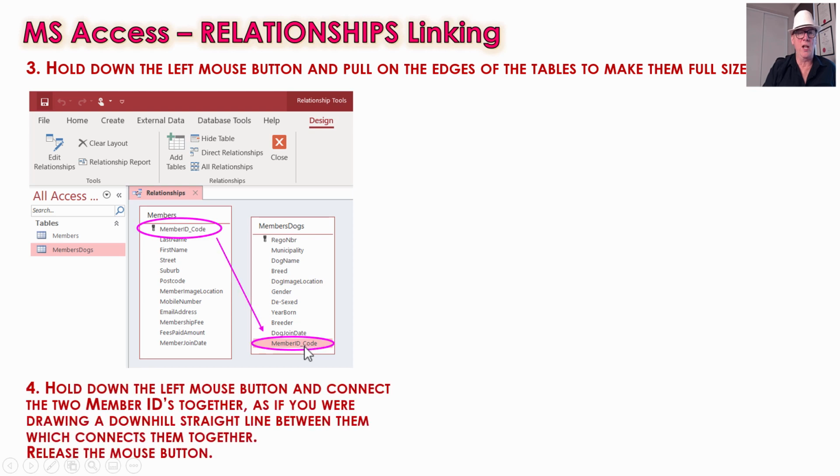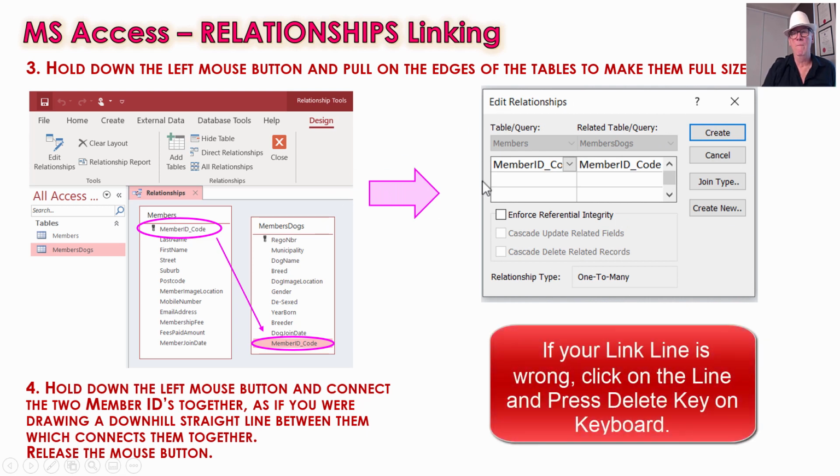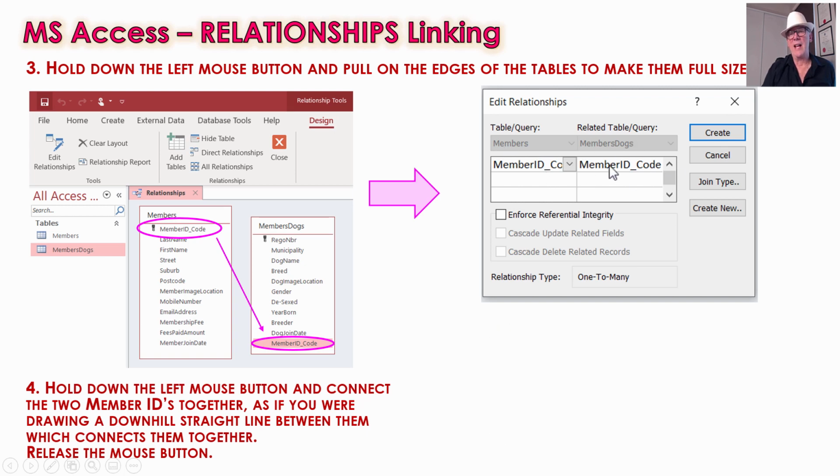All right, so it's pretty easy actually. All you do is you click in the first one here, then hold your mouse button down and drag as if you were drawing a line until you get to the other one, then let go of the mouse, okay? So it's a matter of ruling a line, or you could start on this one, click on this, hold down your mouse, make a line, and when you get to that one, just let go of the mouse button. And what will happen is it'll then go to this panel, and you can see we're going to be linking up member ID code in the members with member ID code in members dogs. That's exactly what we want to do.